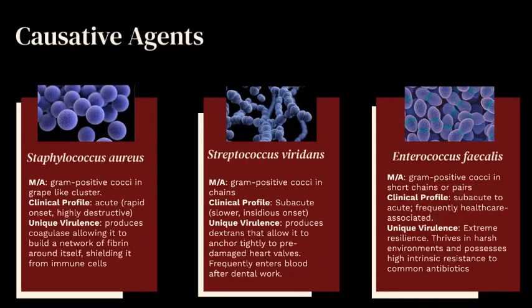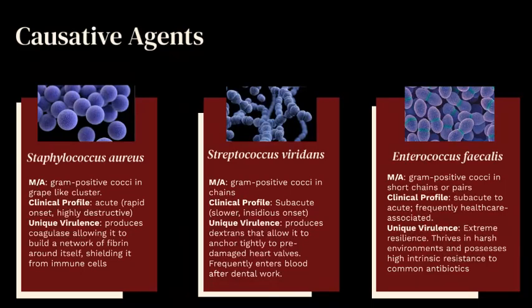Some causative agents, number one being Staphylococcus aureus. It is a gram-positive bacteria. It is the major agent in acute IE. It is highly destructive and has a high mortality rate. It produces coagulase, allowing it to build a network of fibrin around itself, shielding it from the immune cells, so it creates that biofilm, which causes that high mortality rate.